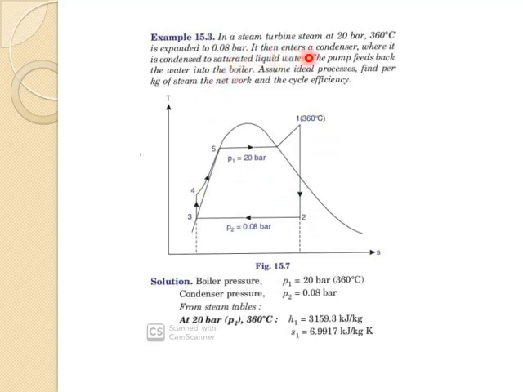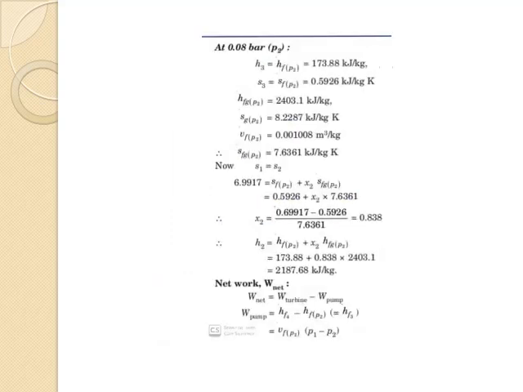In a steam turbine, steam at 20 bar and 360 degrees Celsius is expanded to 0.08 bar. It then enters a condenser where it is condensed to saturated liquid water. The pump feeds back the water into the boiler. Assume ideal process. Find per kg of steam the net work and the cycle efficiency. The solution for this is also given here.